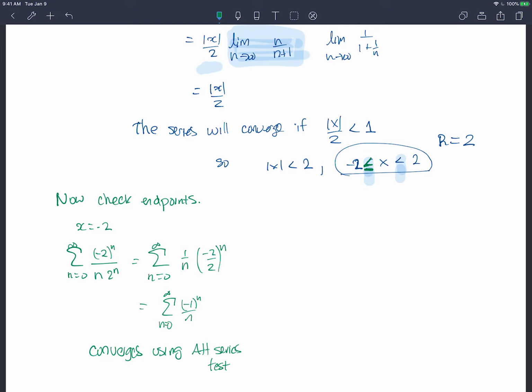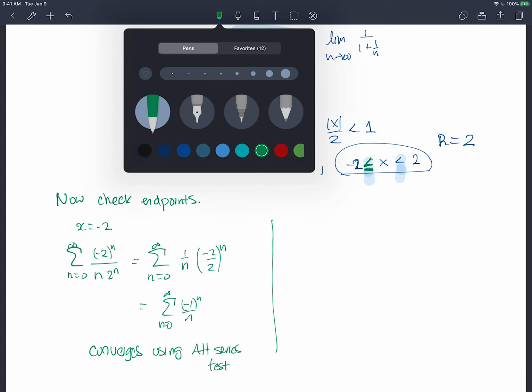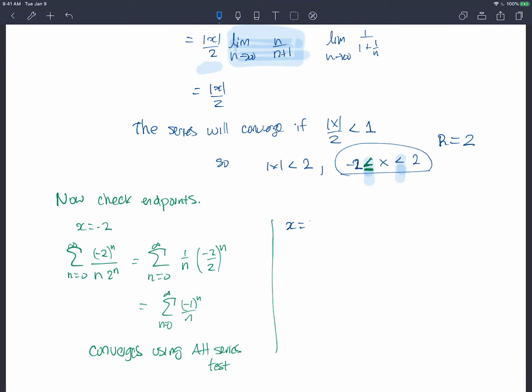My other endpoint, I'll do it over here, at x equals 2, and probably some of you already know what's going to happen. If I plug in a 2, it's going to have 2 to the n over n times 2 to the n. So now it's a positive harmonic series, which diverges. So this diverges because it's the harmonic series.